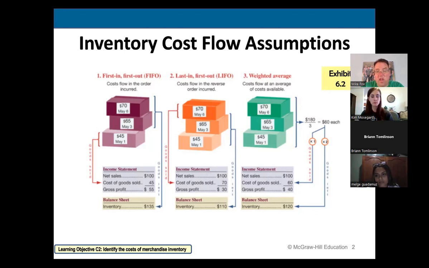And especially think of a business on the scale of Walmart, where they sell massive quantities through all of their stores. Because it's so hard to know which units you're selling, we've come up with assumptions where we use a consistent process to make an estimated guess of which item we're selling. The first is first in, first out, where we assume the items we purchased first are the first items we sell. The second is last in, first out, where we assume the most recently purchased items are the first ones we sell. And the third is weighted average, where since I don't know which item I'm selling, I take an average cost and use that when I make a sale. So these are the three inventory cost flow assumptions.